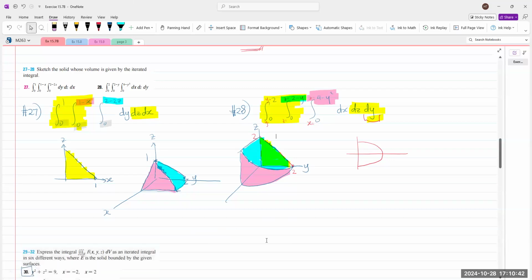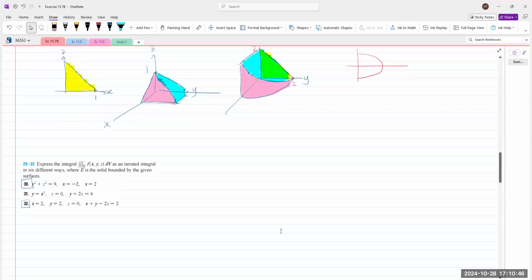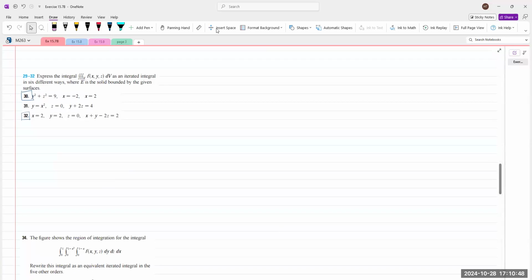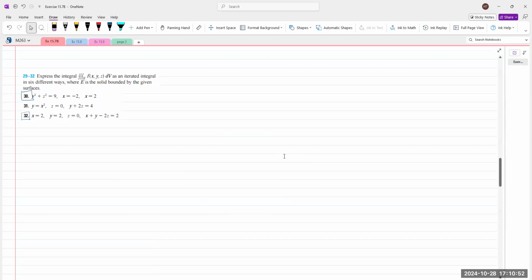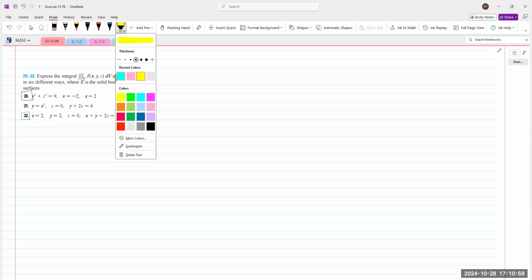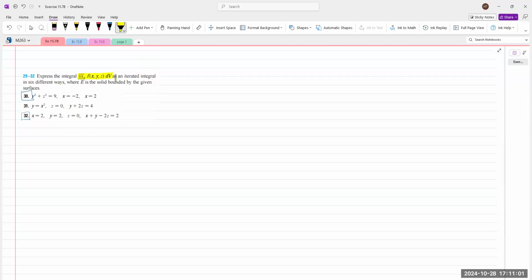To find the volume, of course, you can just integrate that, right? Okay, now let's go on. Number 30. Express the triple integral over solid E of f(x,y,z) dV as an iterated integral in 6 different ways. Dang, in 6 different ways.